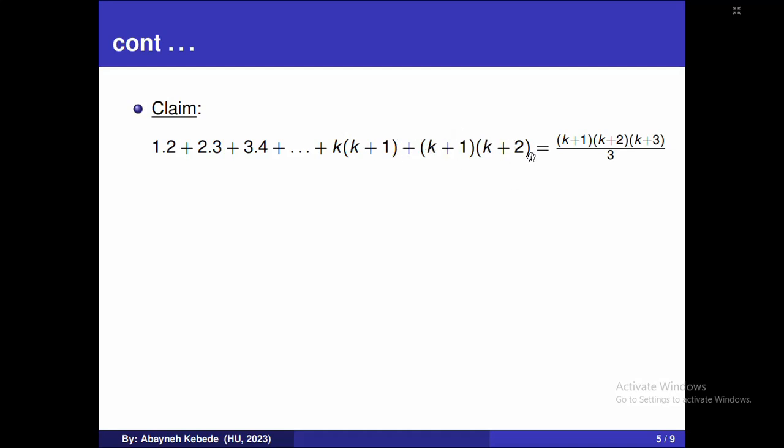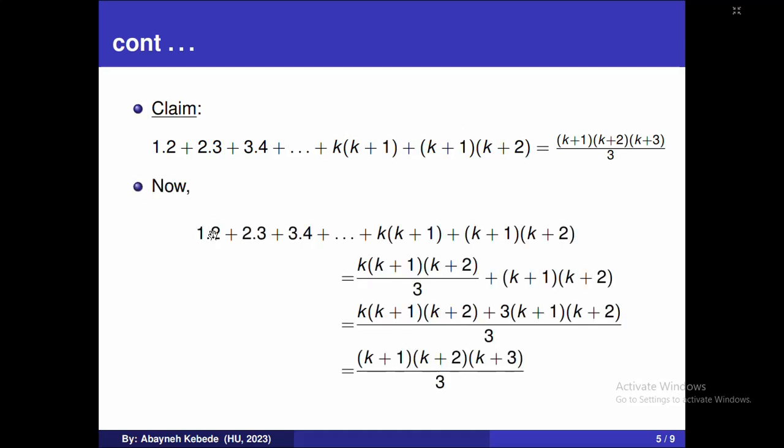Dear students, to prove the given expression, let us start from the left hand side of our claim. The left hand side is 1 times 2 plus 2 times 3 plus 3 times 4 plus ... plus k times (k plus 1) plus (k plus 1) times (k plus 2). But the part up to k times (k plus 1) is from step 2, which is the same as k times (k plus 1) times (k plus 2), the whole over 3. And we are left with plus (k plus 1) times (k plus 2).